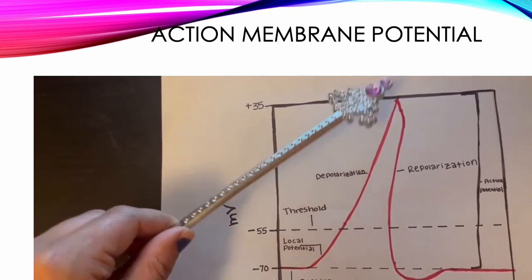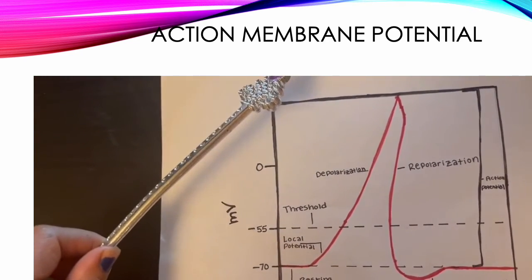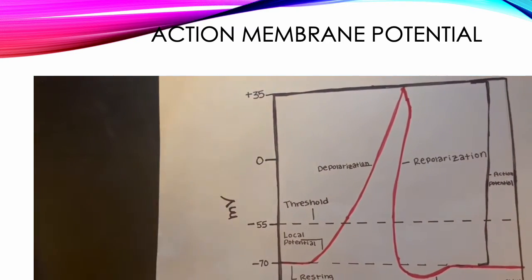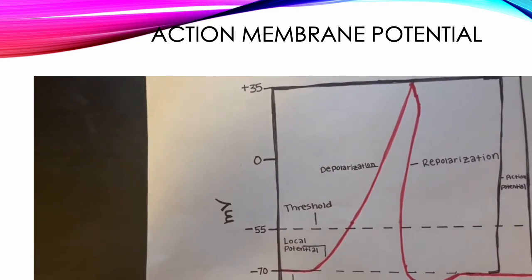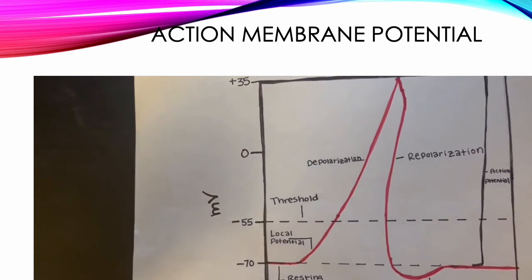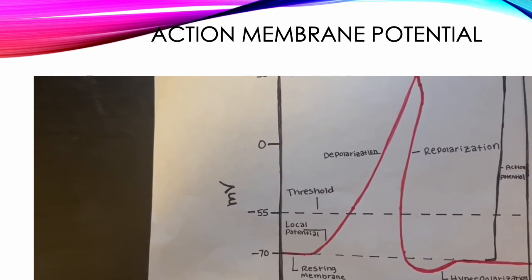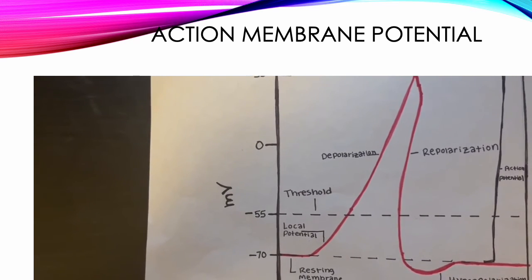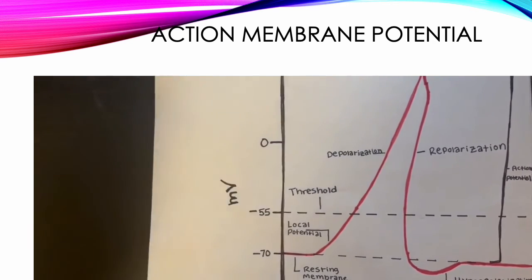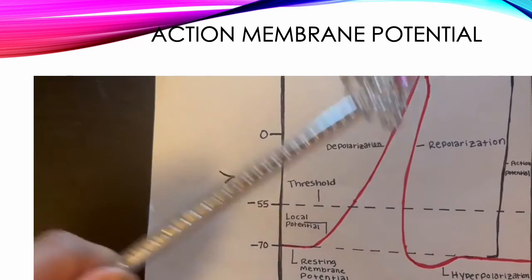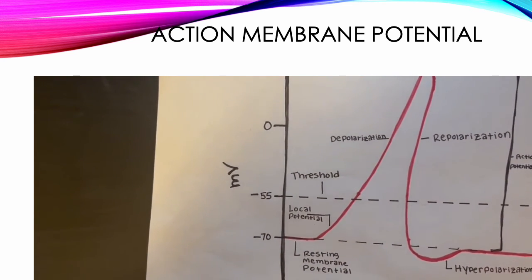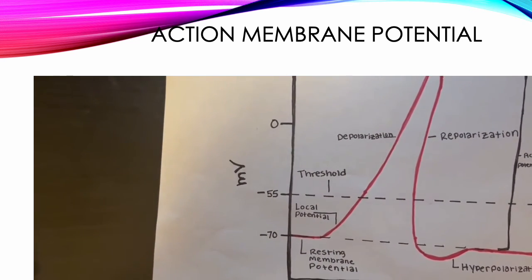The sodium gates then close and the potassium gates have now opened. The potassium ions that were in the intracellular fluid then diffuse out to the extracellular fluid. This reaction causes the membrane to rapidly repolarize. This is a shift of voltage back to negative values.